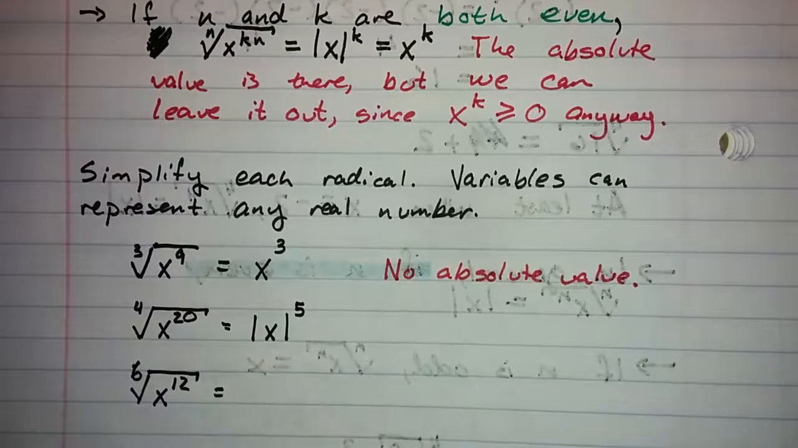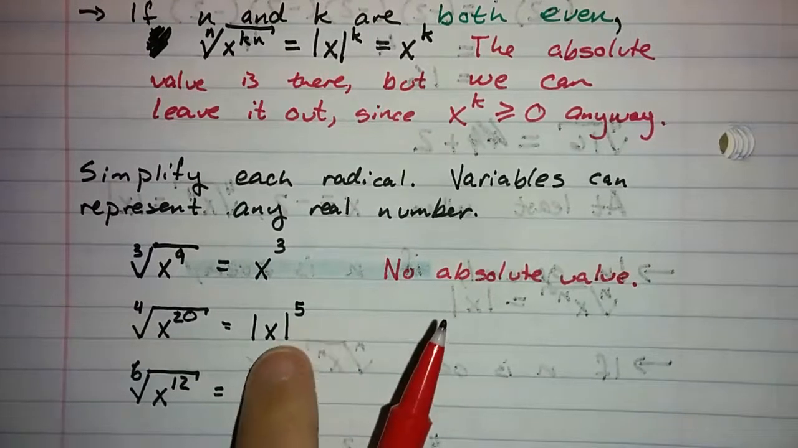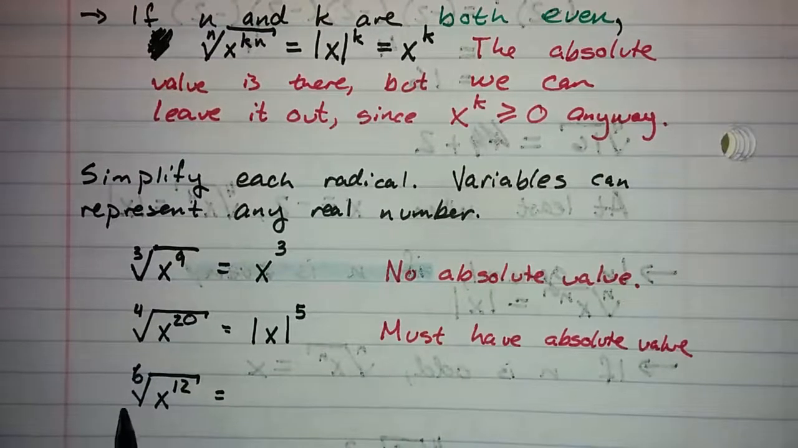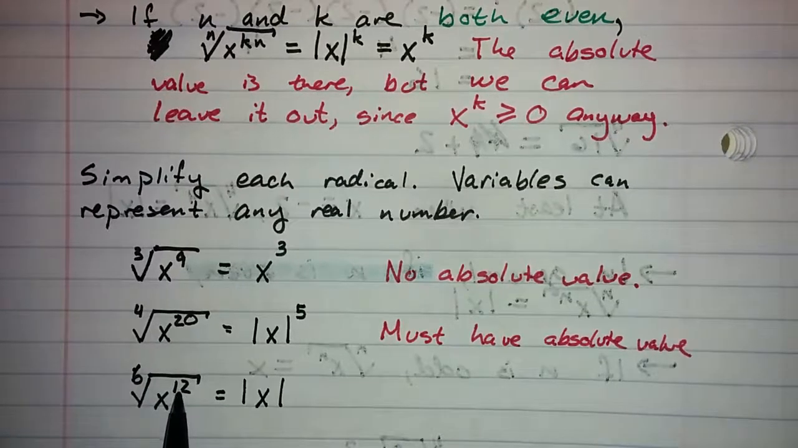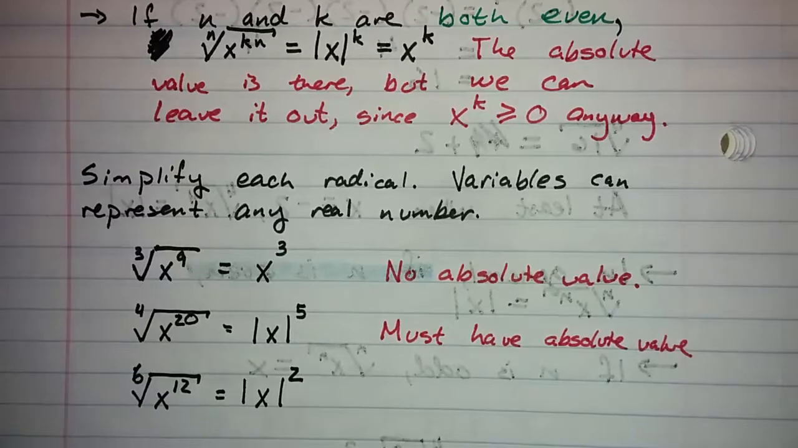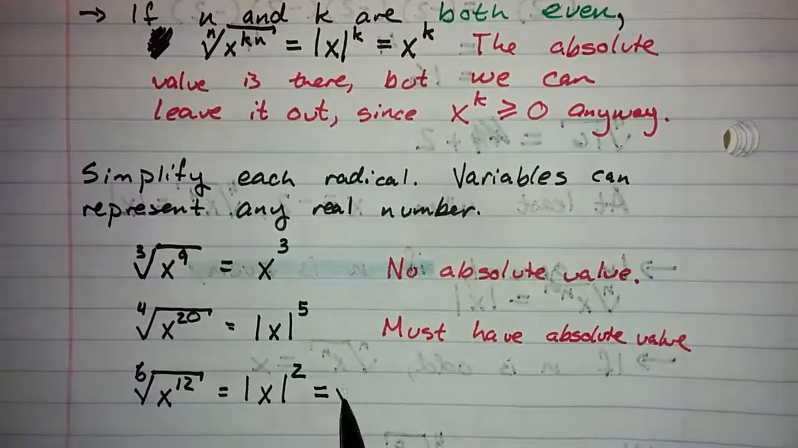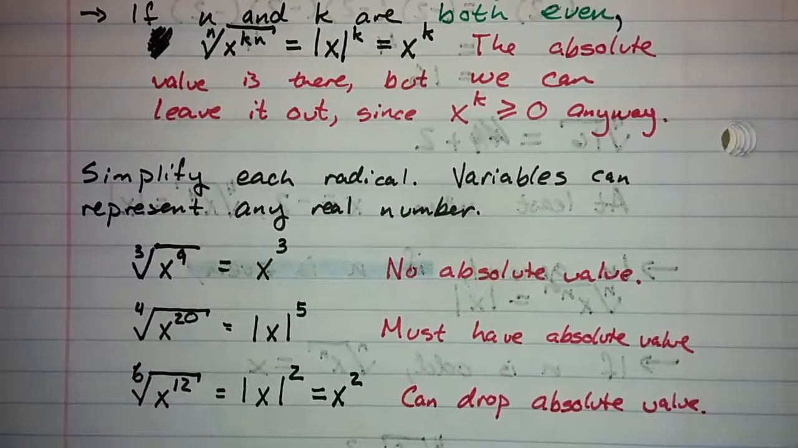Now in this case, I have to leave the absolute value since this is an odd power, so it makes a difference. What about in this case? Even root, so I need an absolute value. 6 times 2 is 12. So this is going to be absolute value of x squared. Oh, but the absolute value of x squared is the same as just x squared, since either way this is always positive. So in this case, the absolute value is there, but I don't need to write it.